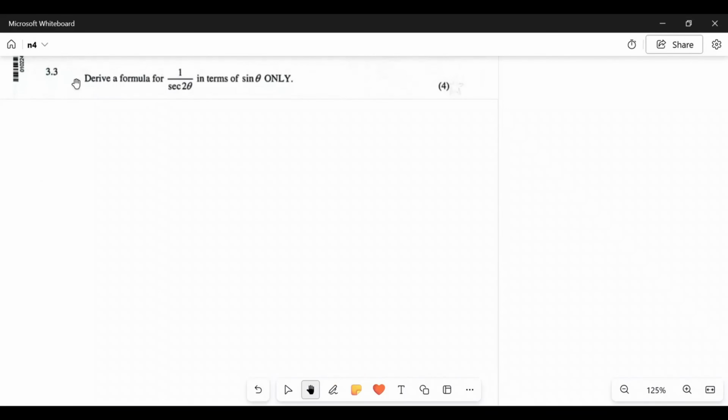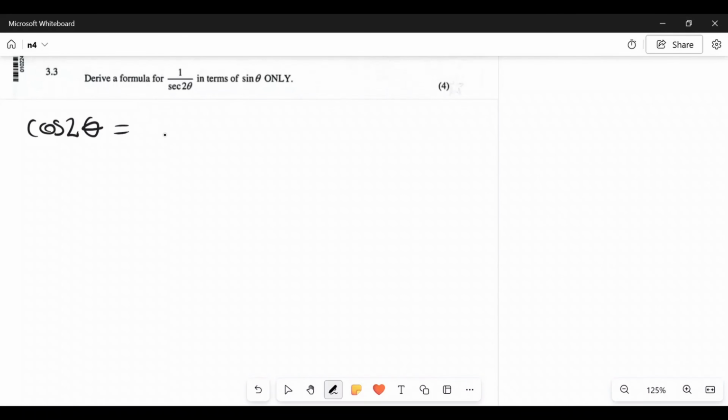All right, guys, here is our question, 3.3. Now, they want us here to derive a formula for 1 over sec 2 theta in terms of sine only. Now, we need to use the reciprocals here or the inverses to solve this. We know that 1 over sec is actually cos. So we can write this as cos 2 theta. There we go. They actually want us to find the double angle identity of cos, which contains sine only.